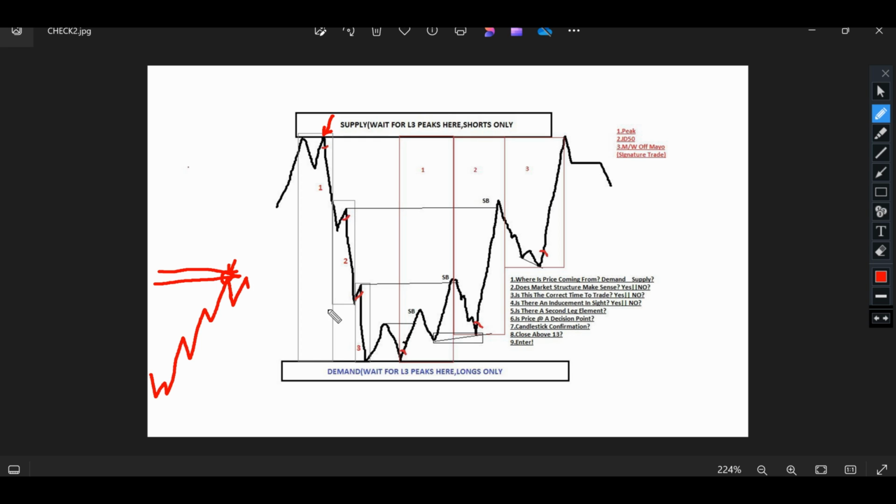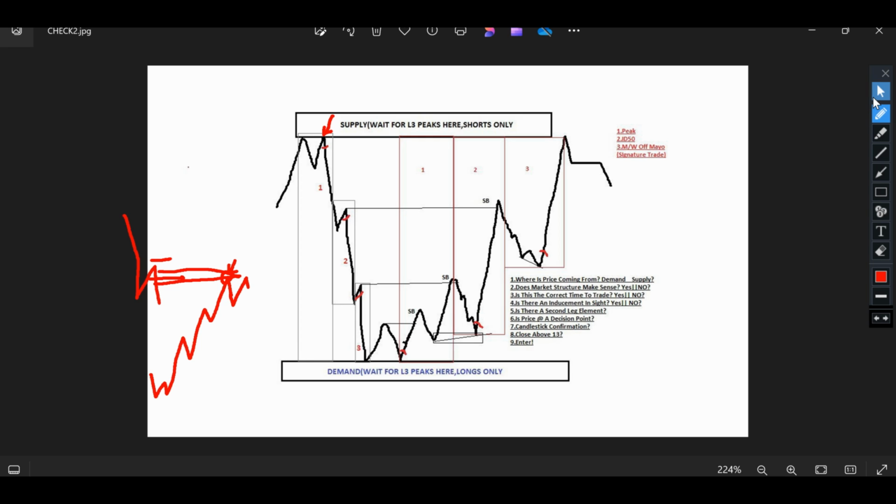Is price at a decision point? Is price at a supply area? In this case, a decision point can be a drop, base, drop. So price is back at this area. You need to ask yourself, is this a decision point? Is this a base area? Is this an order block?